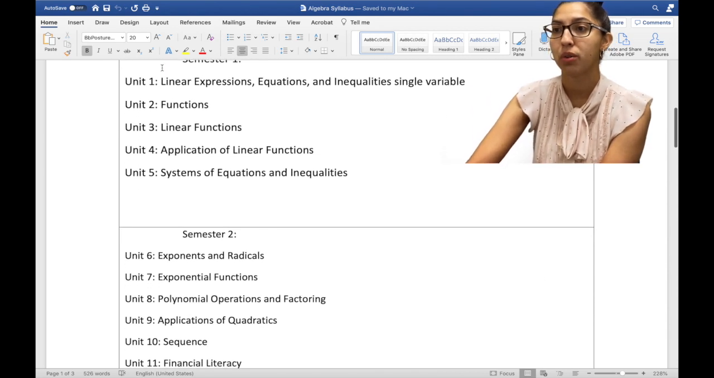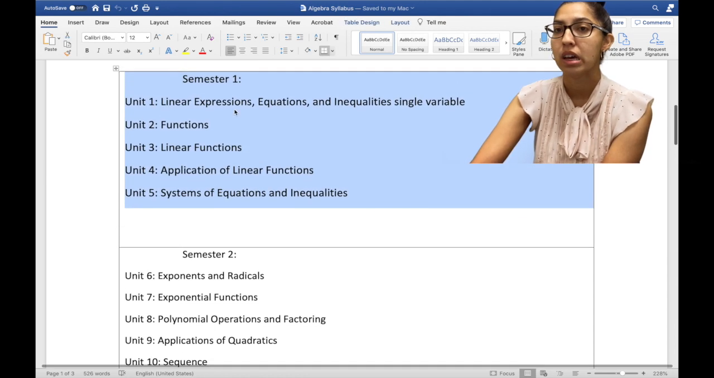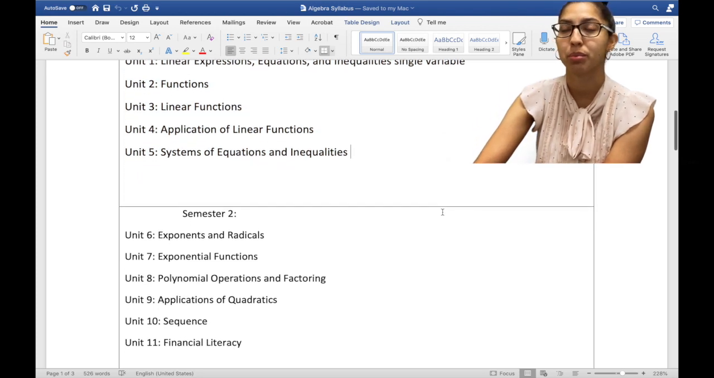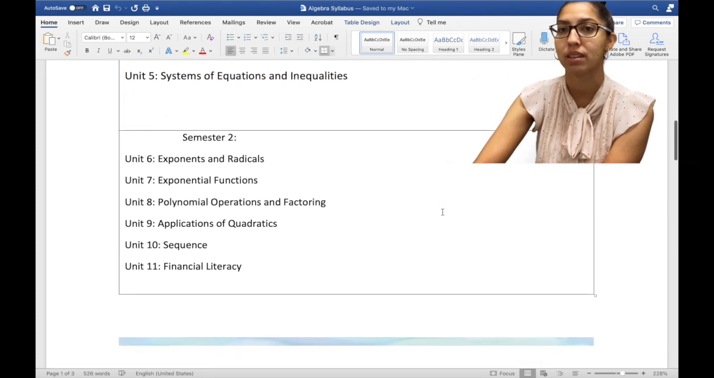So a little bit about our course breakdown. We do linear functions, applications of functions, system of equations, and inequalities. So really this whole first semester is just going to be lines, like slope, intercept, point slope, all that fun stuff, and inequalities. Okay, you should have a little bit of background knowledge, but it's okay if you don't. We're gonna work through it.